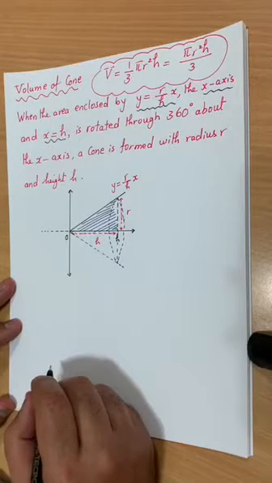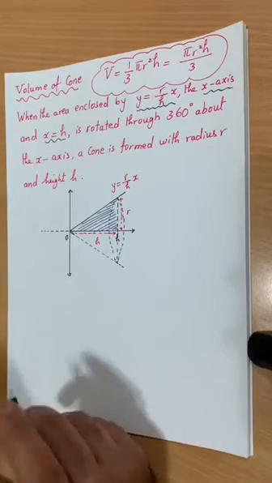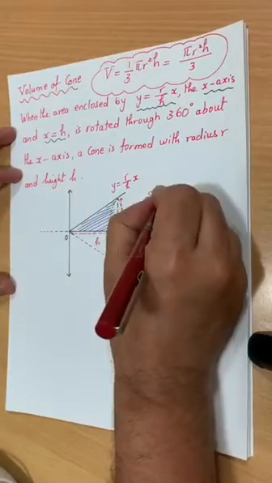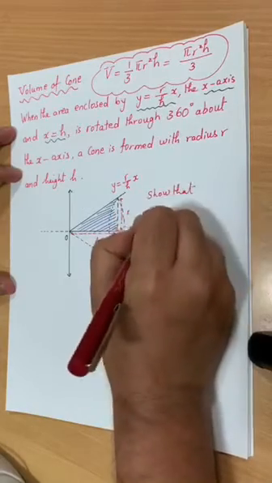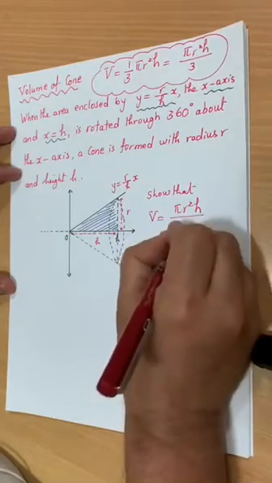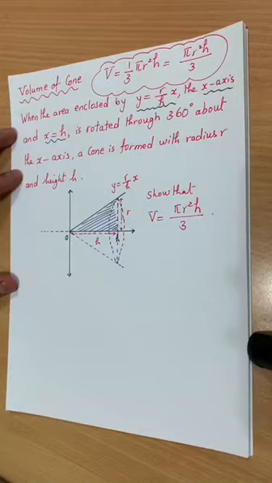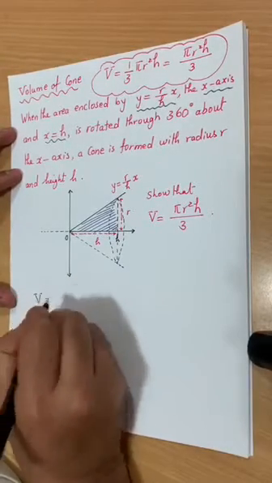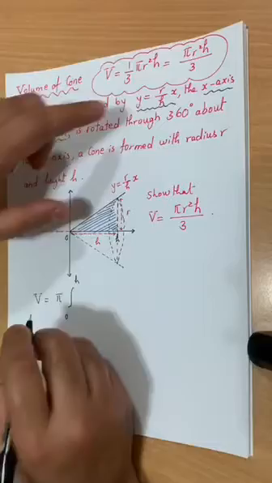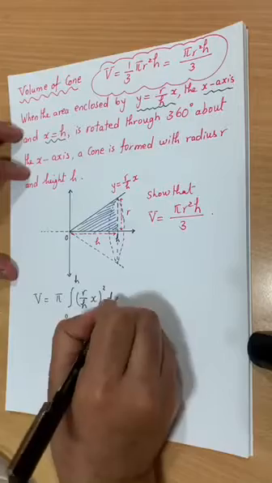So, show that the volume of a cone formed with radius r and height h. The question will ask you to do that. Show that the volume of the cone is pi r squared h all over 3. This will be the question. Good. Now volume, pi, limits of integration from 0 to h of, what's the equation? It's r over h x all to the power of 2 dx.